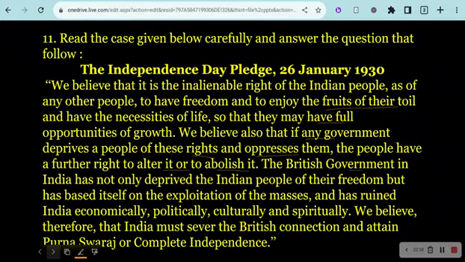The British government in India has not only deprived the Indian people of their freedom but has based itself on the exploitation of the masses and has ruined India economically, politically, culturally, and spiritually. We believe, therefore, that India must sever the British connection and attain Purna Swaraj or complete independence. Okay, so this case study is given, and it is even there in your history book, page number 63, you can check it.